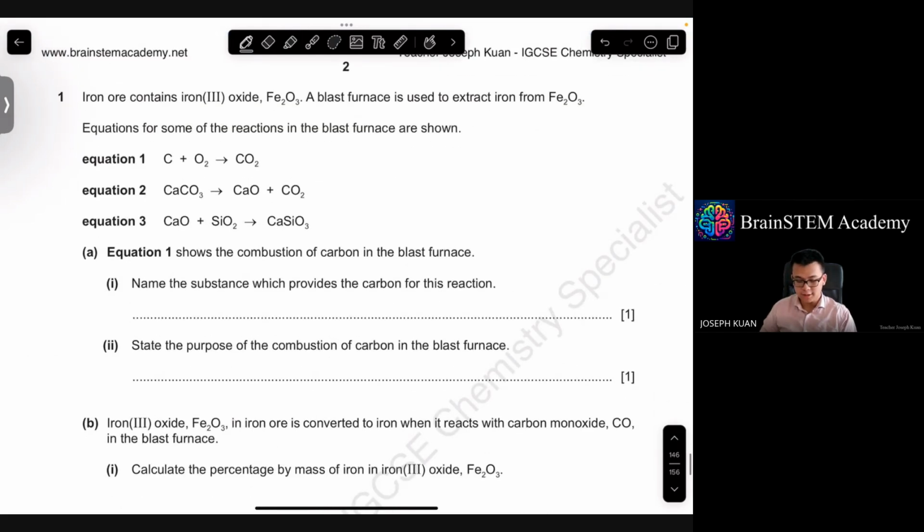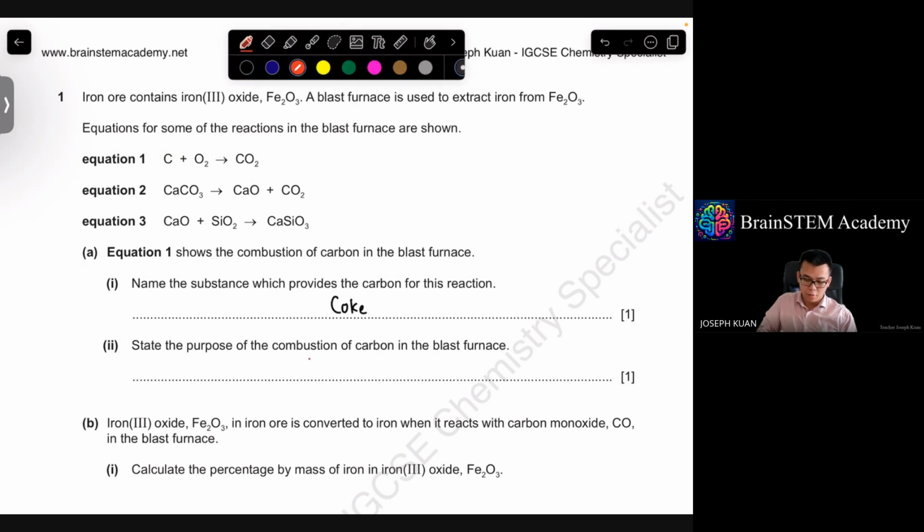Iron ore contains iron trioxide. A blast furnace is used to extract iron from iron trioxide. Equations for some of the reactions in the blast furnace are shown. Equation 1 shows the combustion of carbon in the blast furnace. Name the substance which provides the carbon for this reaction. That will be coke. And state the purpose of the combustion of carbon in the blast furnace, which is to provide heat, as coke is actually a fuel.